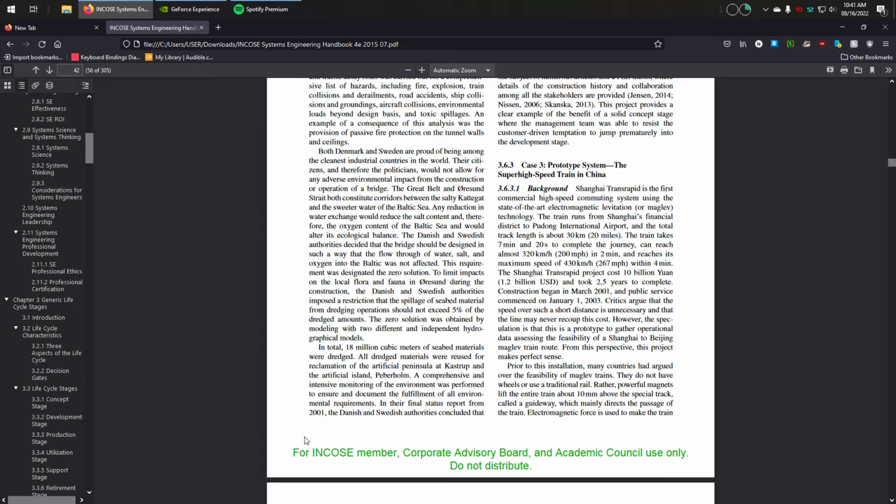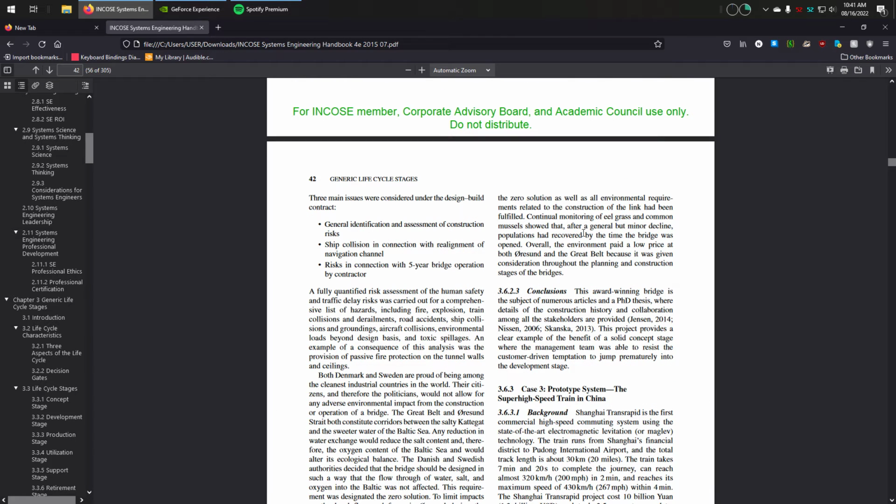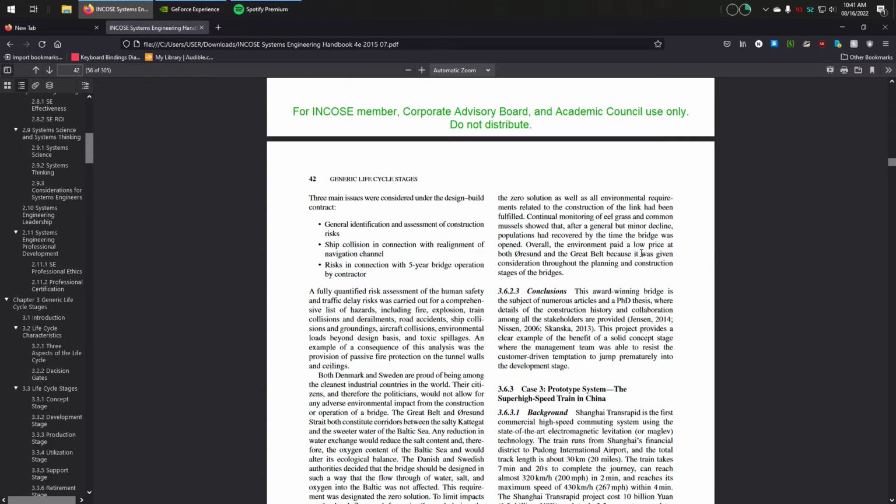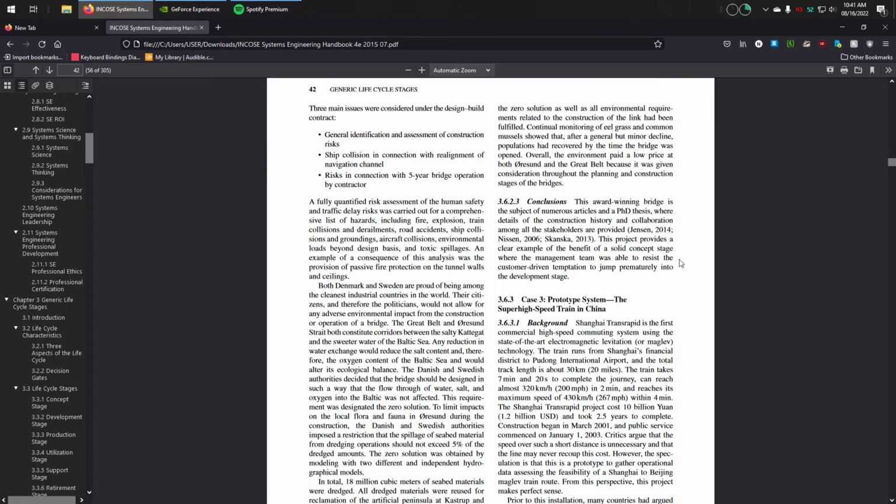In their final status report from 2001, the Danish and Swedish authorities concluded that the zero solution, as well as all environmental requirements related to the construction of the link, had been fulfilled. Continued monitoring of eelgrass and common mussels showed that, after a general but minor decline, populations had recovered by the time the bridge was opened. Overall, the environment paid a low price at both Øresund and the Great Belt because it was given consideration throughout the planning and construction stages of the bridges.